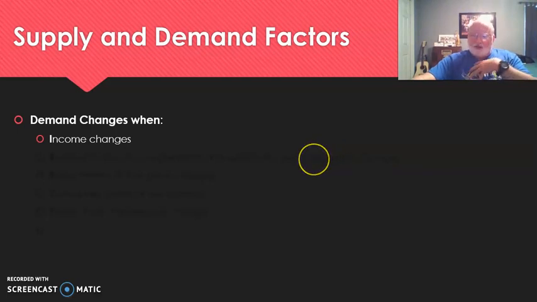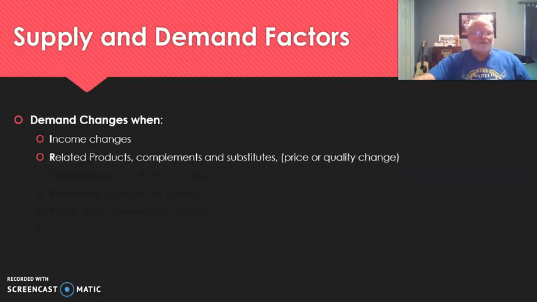Now, of course, aggregate demand is for the entire economy. We're just talking about one specific item, like say peanut butter. Although I think the demand for peanut butter right now is pretty high.